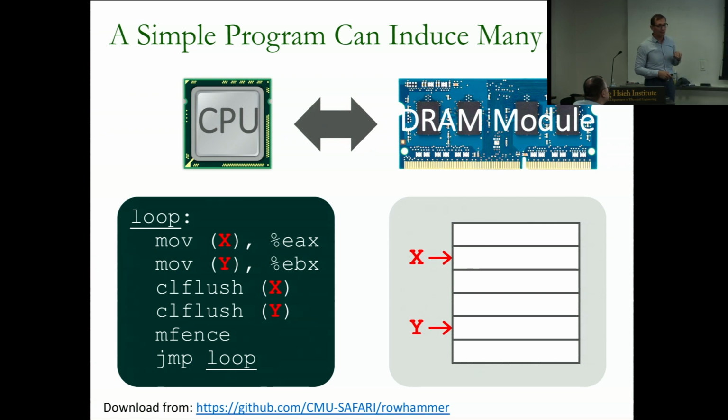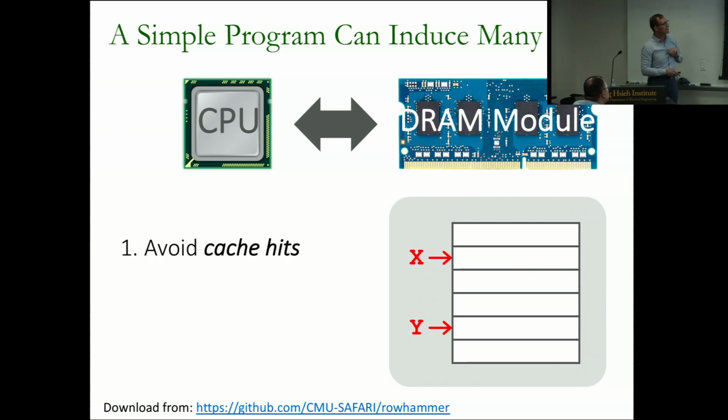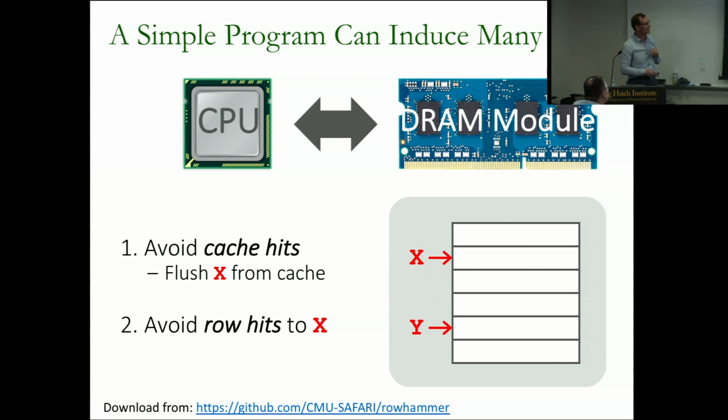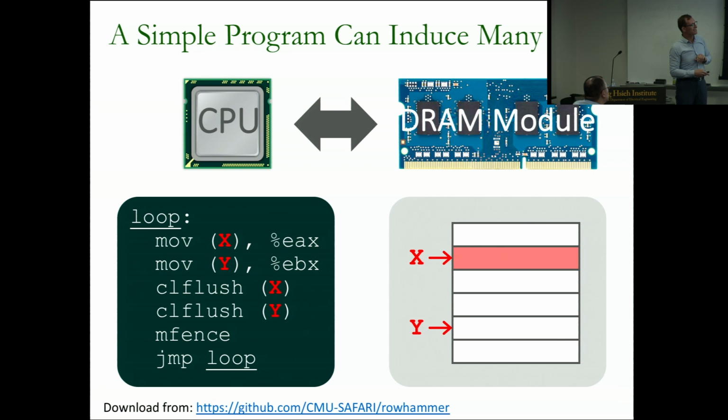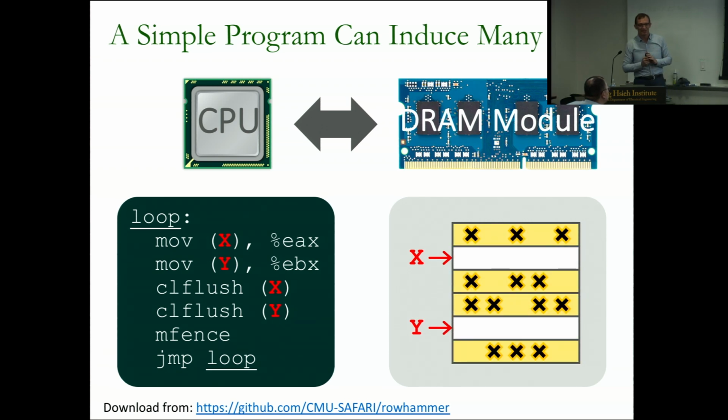This is the program that we wrote in our ISCA 2014 paper. This is the 6 lines of x86 code. Basically what this program does is it selects addresses x and y such that they map to the same bank in memory. And it avoids cache hits to x and y, and avoids row hits to x and y. Basically what it does, it ping-pongs accesses to these rows x and y. And if the chip is vulnerable, it will find the bit flips.